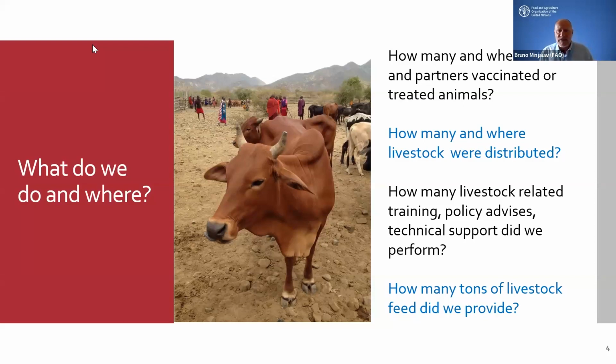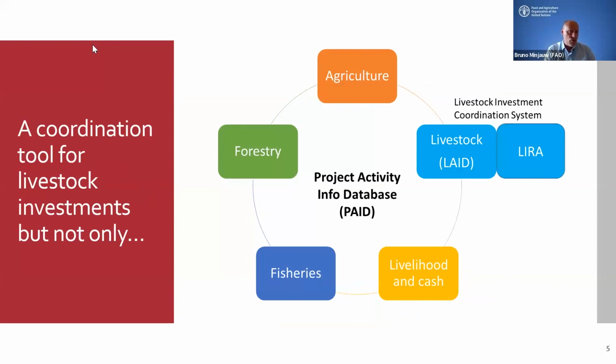development type of activities, like how many policy advice did we give and to which type of government? Which technical support did we perform? But also, and more and more important due to climate change, the amount of livestock feed that we provide or that we help to cultivate. So, as I said, the first step is to have the 5 Ws and to know who is doing what and where.